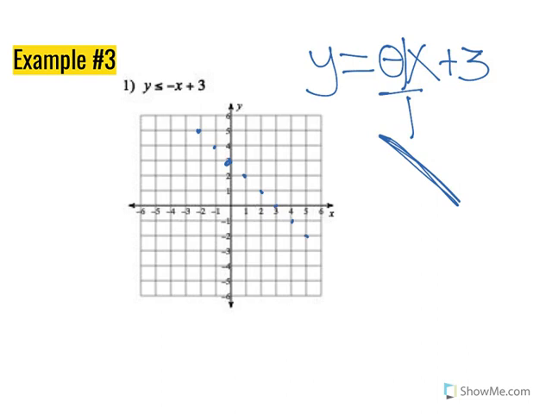Okay, and then we need to look at our sign that they gave us, and it's less than or equal to, so it's also or equal to, so it's going to be a solid line.